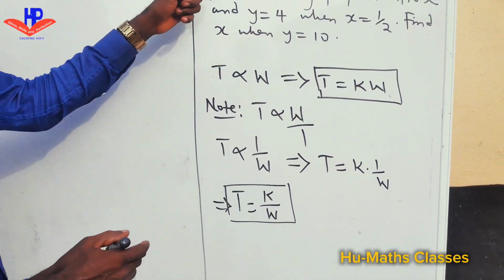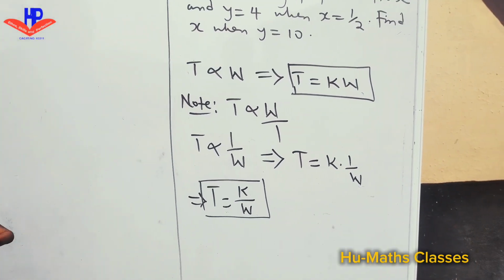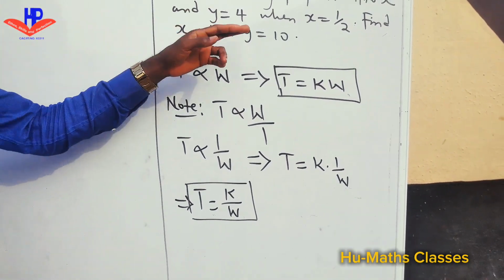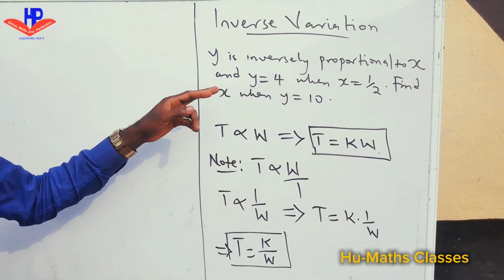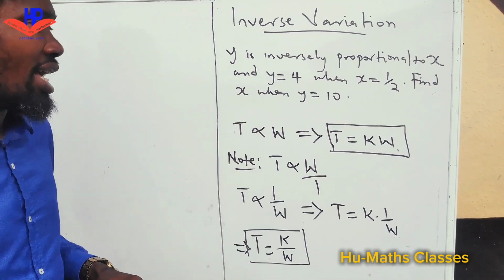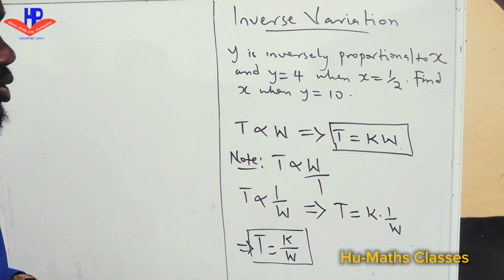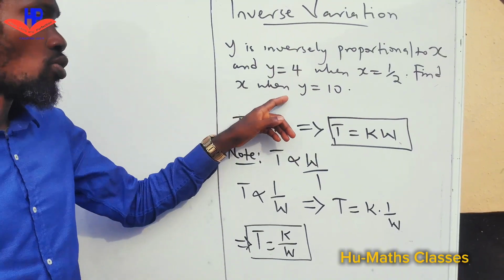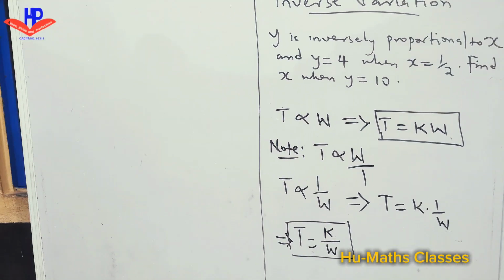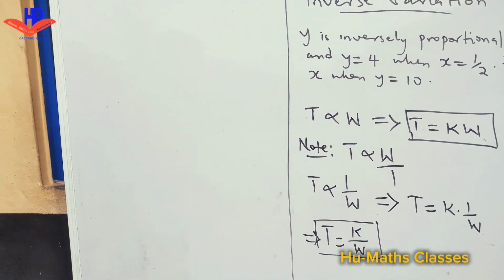Now the problem given to us here is Y is inversely proportional to X, and Y is equal to 4 when X is equal to 1 over 2. We are asked to find X when Y is equal to 10. This is one of the JAM questions. But let's solve it.